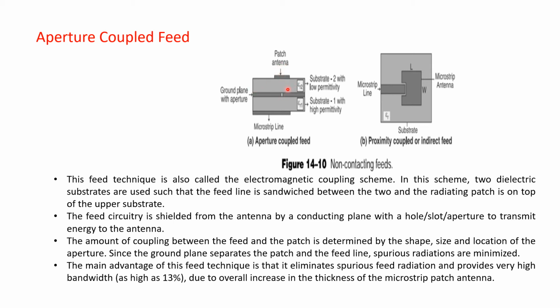In this, the advantage is that spurious radiations are reduced much, and it will also provide high bandwidth due to the overall increase in the thickness of the microstrip antenna. Matching can be achieved in this case by controlling the length of the feed line and the width to length ratio of the patch. The only difficulty in this case is that fabrication will be slightly difficult because there are two substrates and you need to properly align them. And also the overall thickness of the antenna will increase in this case.